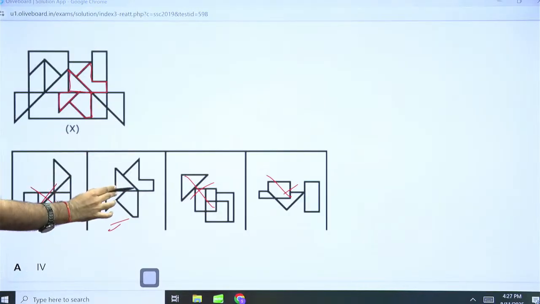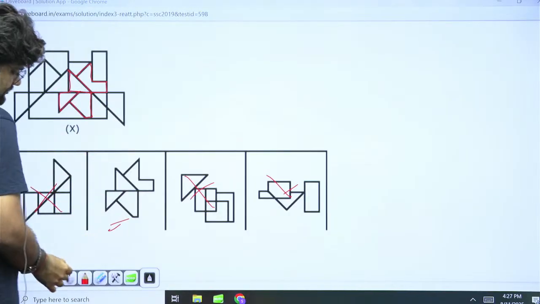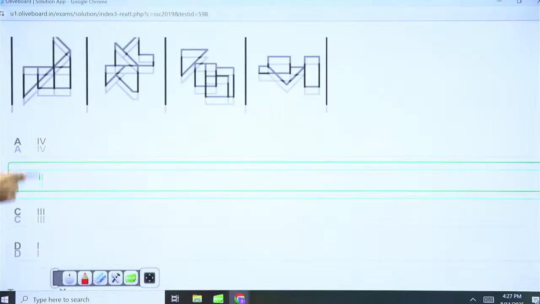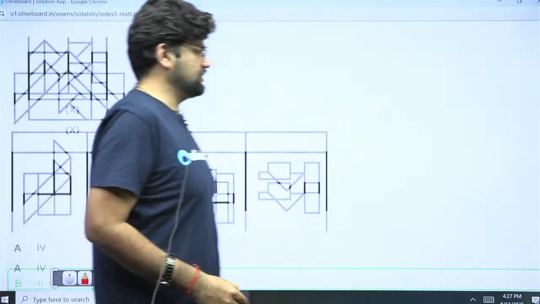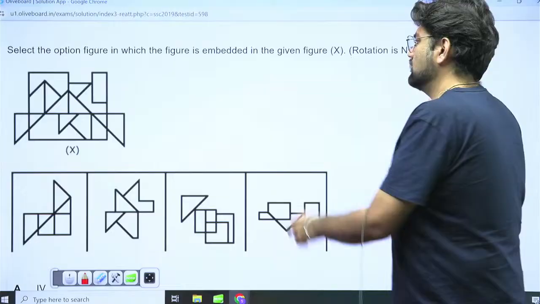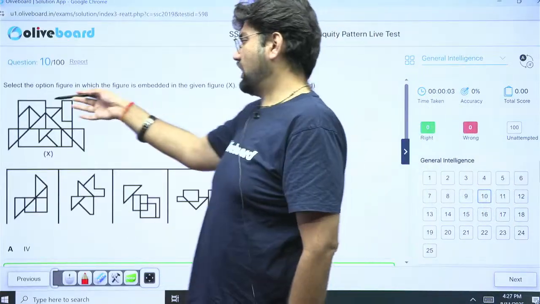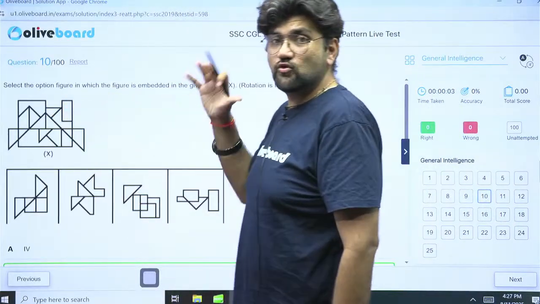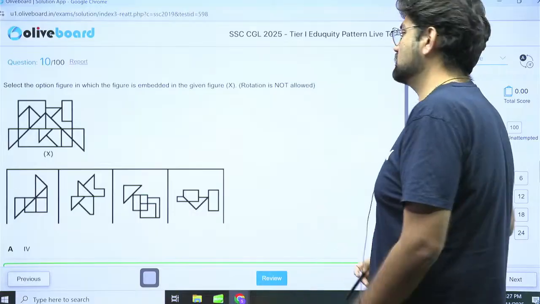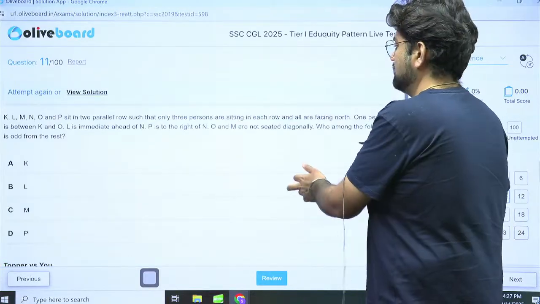Okay, so this is the correct answer, figure 2. Option B. 37 seconds, decent, very decent. Okay, so sometimes you might just figure it out right away. Sometimes if you can't, just don't wait. Just start deleting the options. Start eliminating the options which are not embedded.